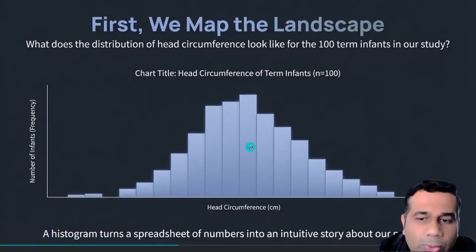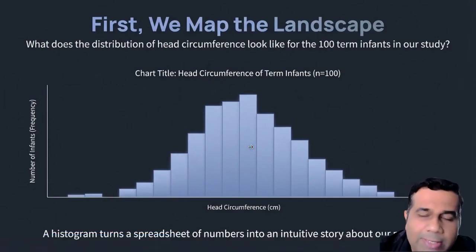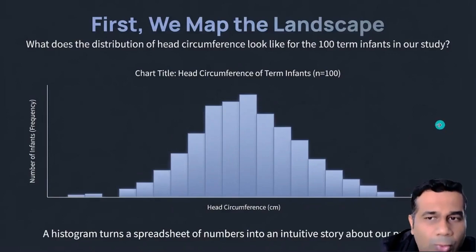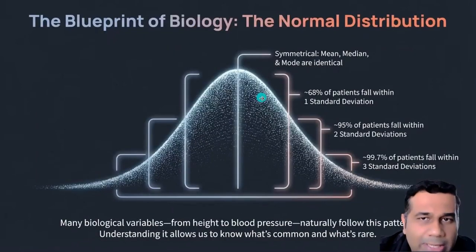All right. So this particular representation is called a histogram, and just by looking at the histogram, you will understand how the data is distributed. Now, if you look closely at this data, there are some interesting findings.